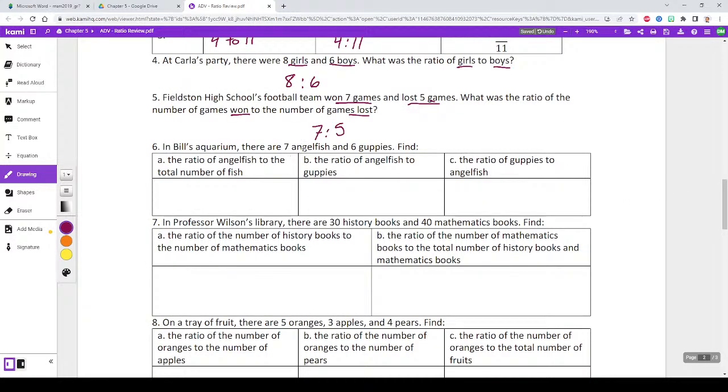In Bill's aquarium, there are 7 angelfish and 6 guppies. Find the ratio of angelfish to the total number of fish. So total number of fish is 7 plus 6, which is 13. So we're looking at angelfish, 7. Total fish is 13. Ratio of angelfish to guppies is 7 to 6. And ratio of guppies to angelfish is 6 to 7.